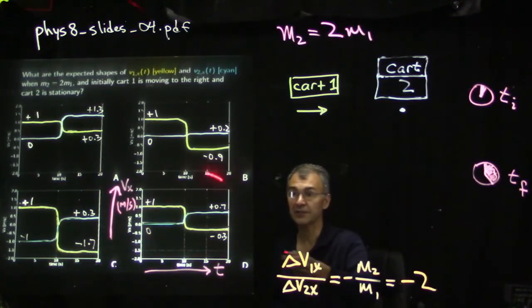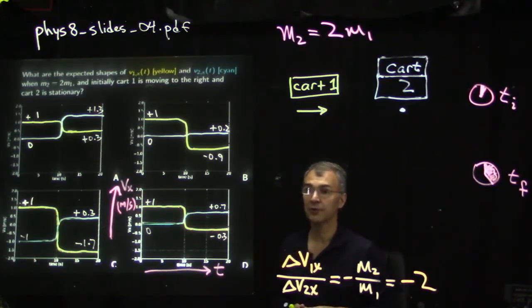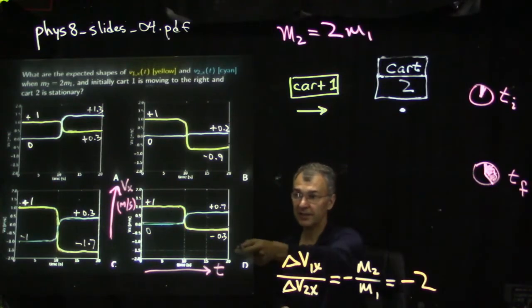Let's look at D here. So cart 1 goes from +1 meter per second to -0.3 meter per second. So that's a change of -1.3 meters per second. Cart 2 goes from 0 to +0.7.